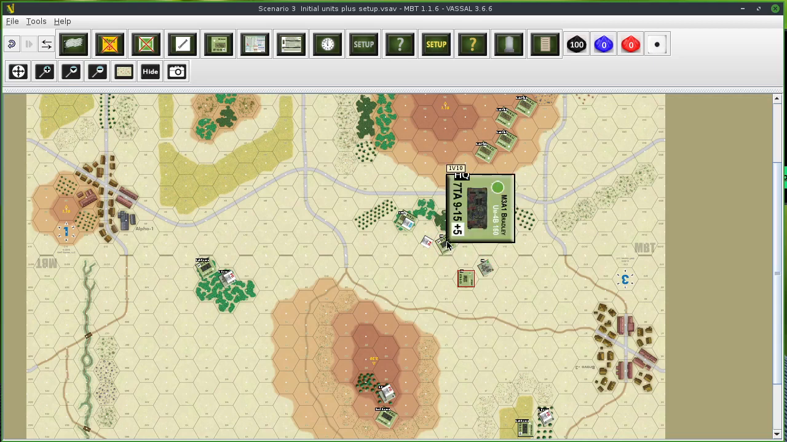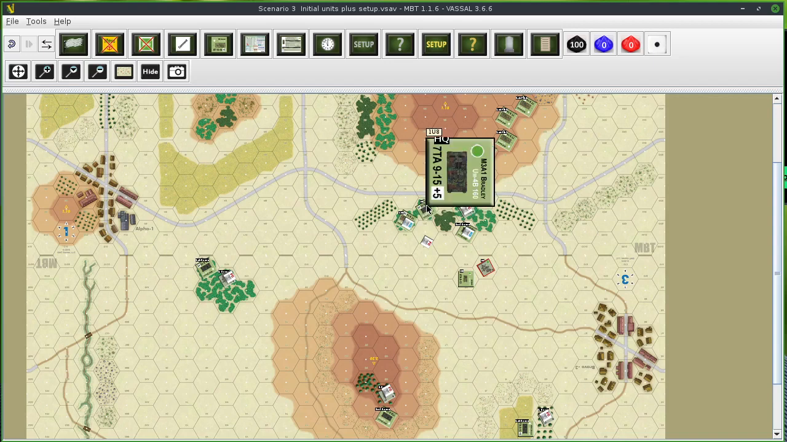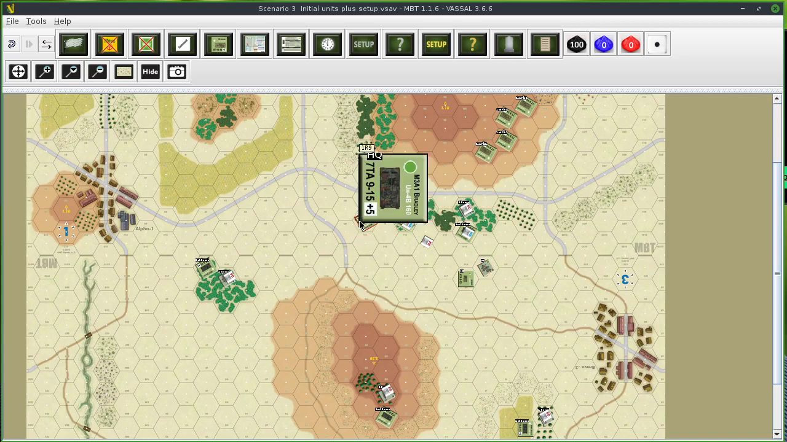So that Bradley has TOW missiles right there, which fire better at longer range. So I'm going to move that Bradley back into the same hex with the command tank, so it can cover the flank more.